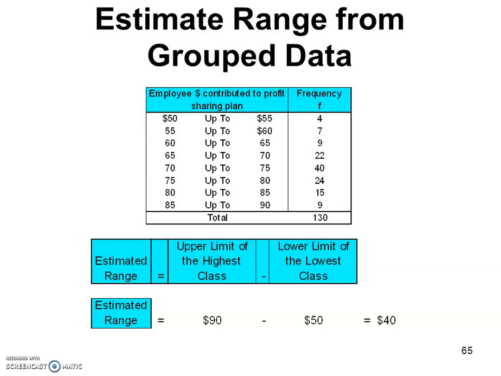In the previous example, that was raw data, we always took the highest value minus the smallest value. To estimate the range: range is equal to the upper limit of the highest class minus the lower limit of the lowest class. What is the upper limit of the highest class? Yes, 90. What is the lower limit of the lowest class? It is 50. $90 minus $50 gives 40.